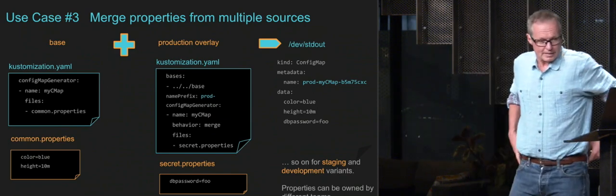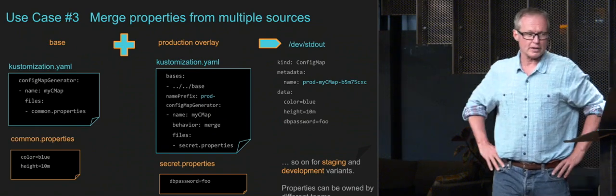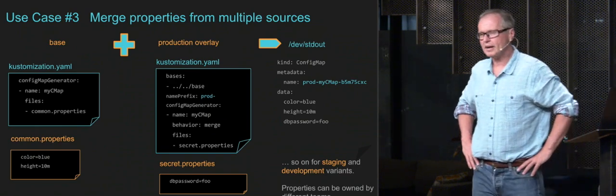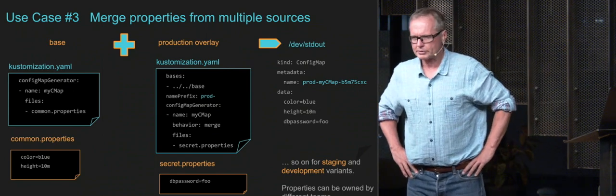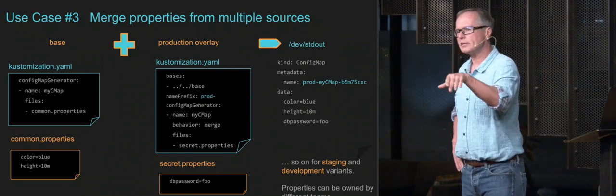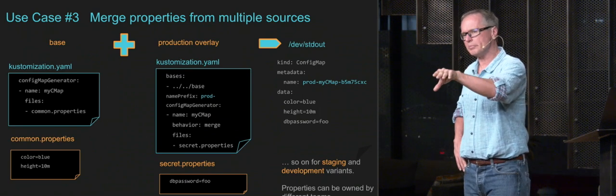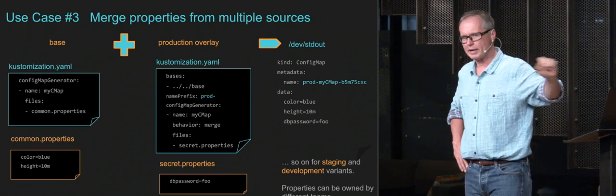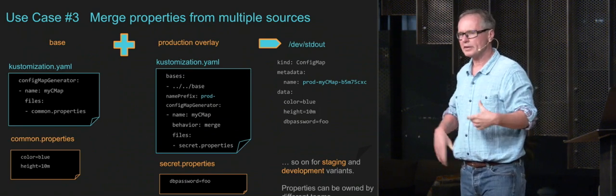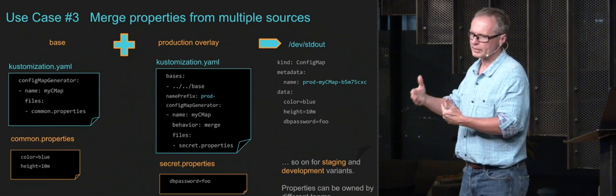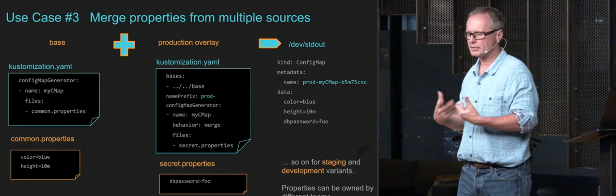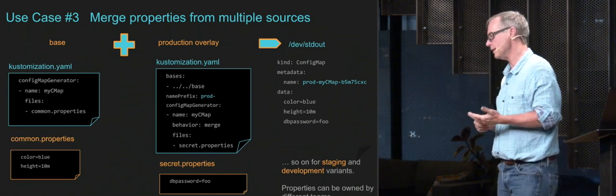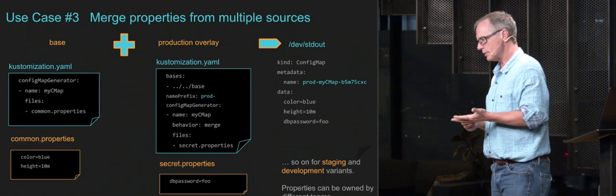Now, there's quite a lot going on here in the name of this config map. It's prefixed with prod because we're going out to production. It's got the original name, mycmap, that appears in the middle, which is specified way down in the base. And then there's this hash. There's a suffix to the name that looks like a hash because it's a hash of the content of the config map.